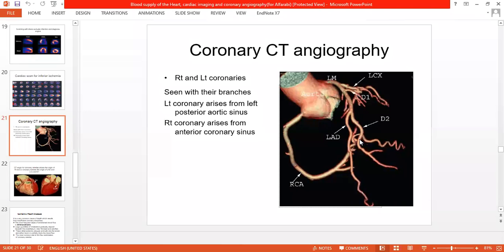Everything is shown here with their branches. The left coronary artery arises from the left posterior aortic sinus here, and the right coronary arises from the right coronary sinus from here. So these are the coronary sinuses. This is the aorta. These are the dilated parts from where these are arising, so these are called the sinuses.